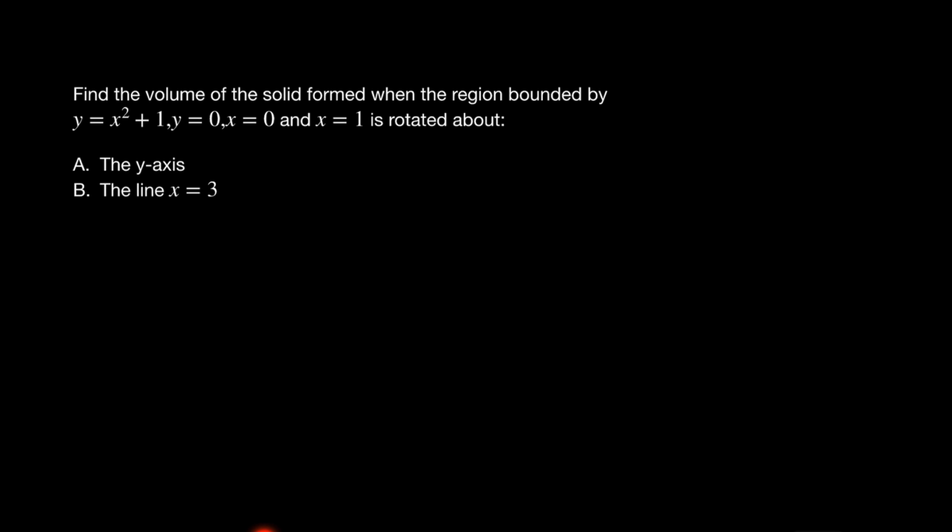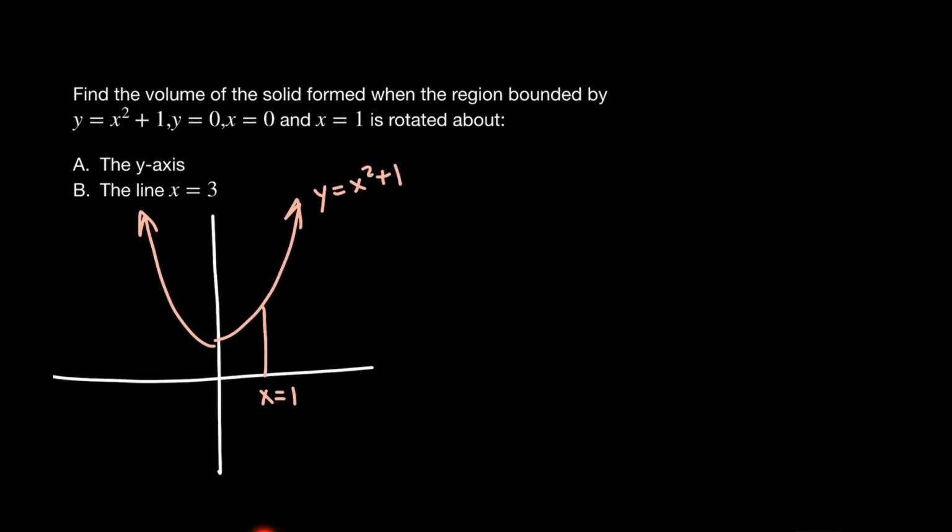Let's set up another one. Find the volume of the solid formed when the region bounded by y equals x squared plus 1, y equals 0, x equals 0, and x equal 1 is rotated about the y-axis. And then we'll try it rotated about the line y equals 3. But let's just focus on part A.